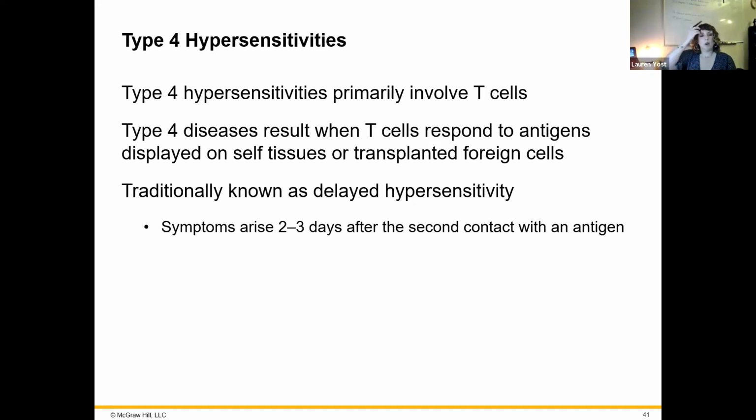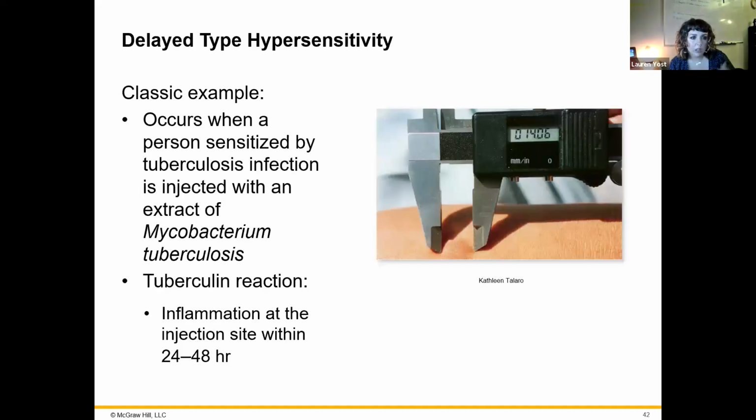All right, type 4 hypersensitivities. Type 4 hypersensitivities usually involve T cells. This is a cell-mediated response. So it takes a little bit, 2 to 3 days, in order for it to appear. This is, like I said, delayed.